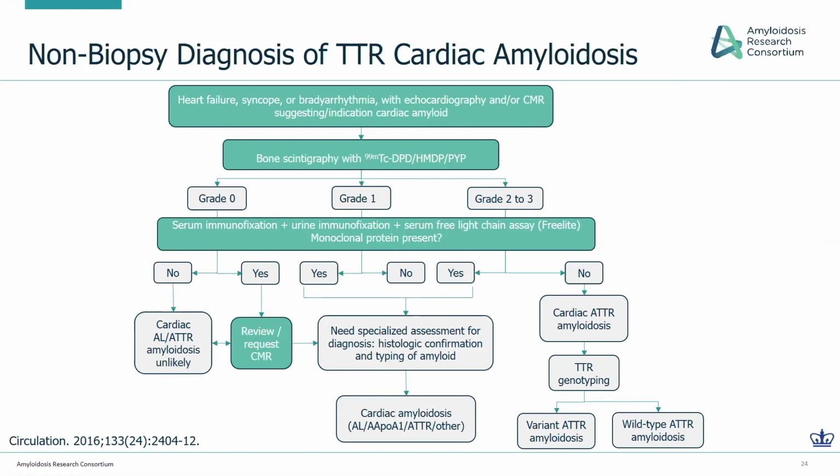But in individuals who had no evidence of a monoclonal protein, so serum IFE and urine IFE are negative, and a kappa lambda free light chain ratio is normal, and had grade 2 or 3 uptake, you could establish the diagnosis of transthyretin amyloidosis, and then go on to genotyping to figure out if they had variant or wild type disease.